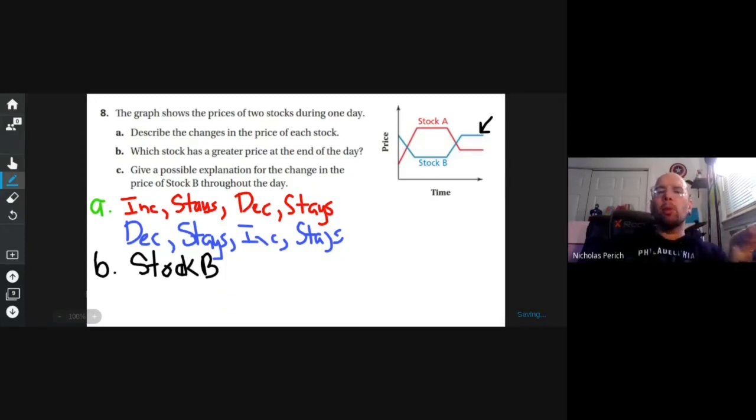Give a possible explanation for the change in the price of stock B during the day. I don't know. Maybe a new president decided to ruin the stock market? We don't need to answer C.